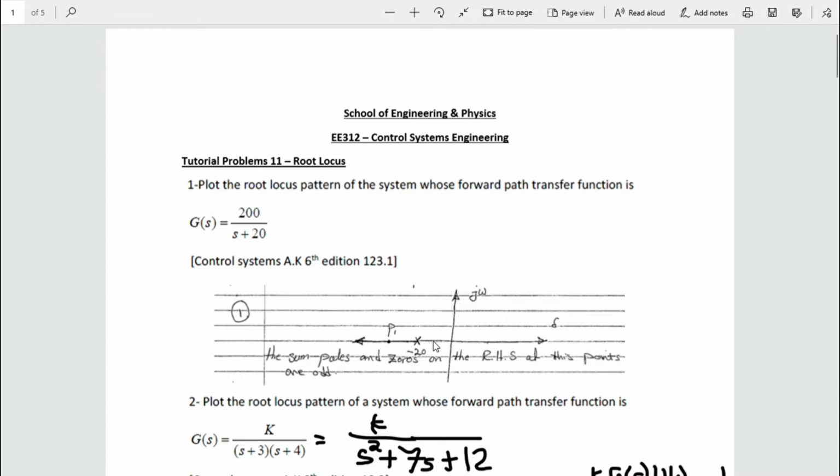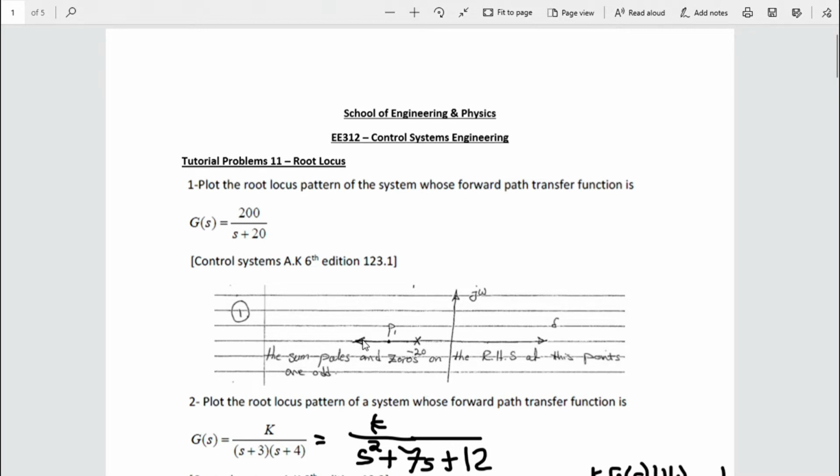Over here we have just one pole, so that's your point number 1. That's your odd numbered pole, so the root locus will exist on the left hand side of it.